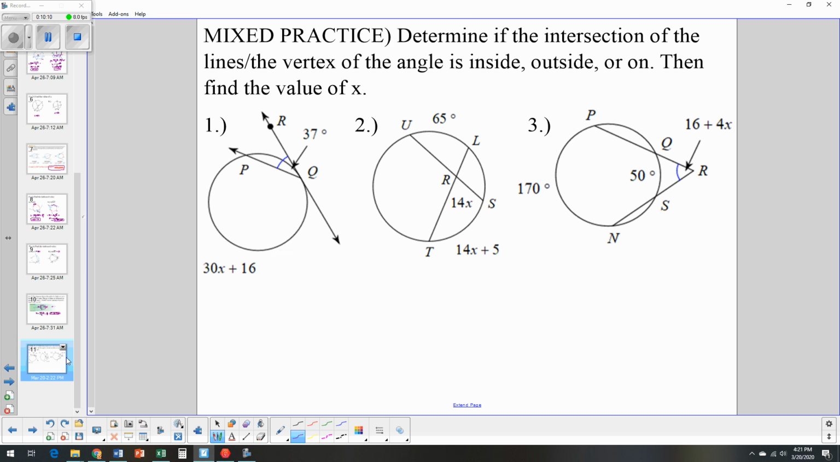So what I'm going to ask you to do is, this is a little bit of mixed practice. Determine if the intersection of the lines or the vertex of the angle is inside, outside, or on, in, out, or on. Then find the value of x. All right, so again, pause when you're ready, check your answers.